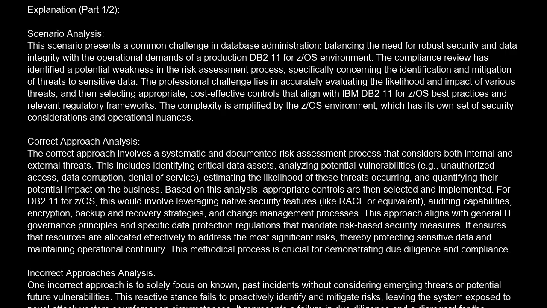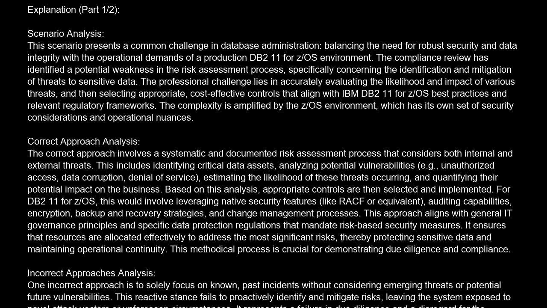For DB2 for Z/OS, this would involve leveraging native security features like RACF or equivalent, auditing capabilities, encryption, backup and recovery strategies, and change management processes. This approach aligns with general IT governance principles and specific data protection regulations that mandate risk-based security measures. It ensures that resources are allocated effectively to address the most significant risks, thereby protecting sensitive data and maintaining operational continuity. This methodical process is crucial for demonstrating due diligence and compliance.